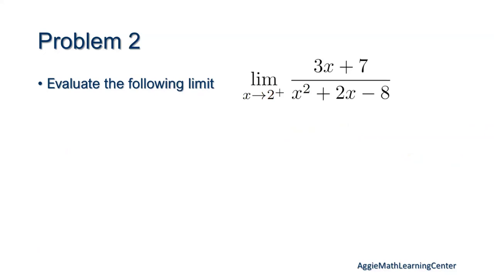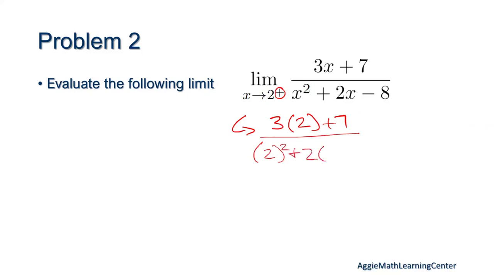Sure. Just like she said, for the last one, in this case we're going to be looking at x as it approaches 2 from the right. With this equation, we can just plug in our 2 and see if it works. So we're going to plug in 3 times our 2 plus 7 on the top, and then 2 squared plus 2 times our 2 minus 8 on the bottom. So in this case, 2 times 3 is equal to 6, plus 7 is going to equal 13.